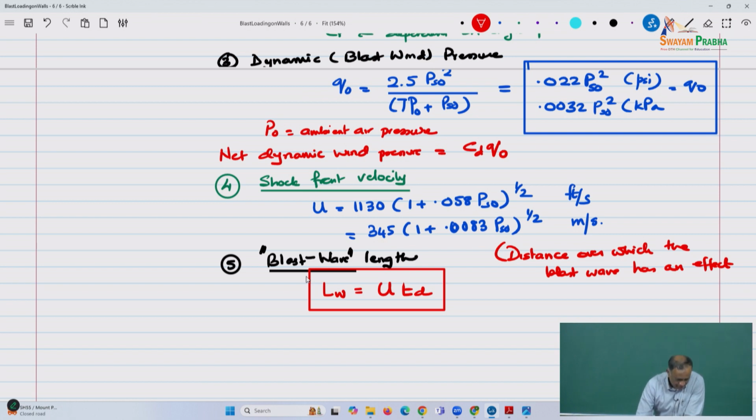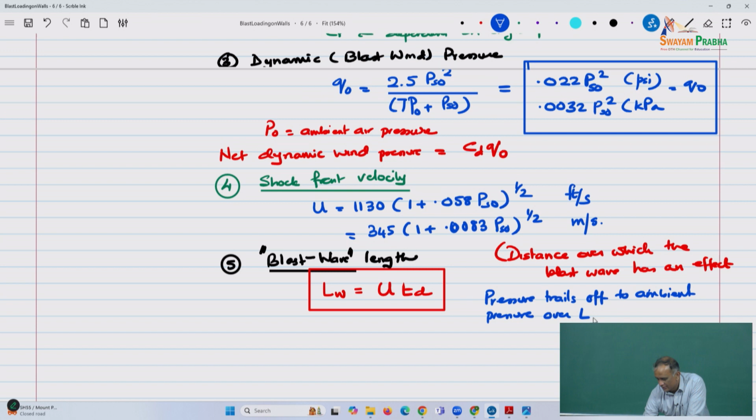Then another thing that might help you to understand is the pressure trails off to ambient pressure over LW.